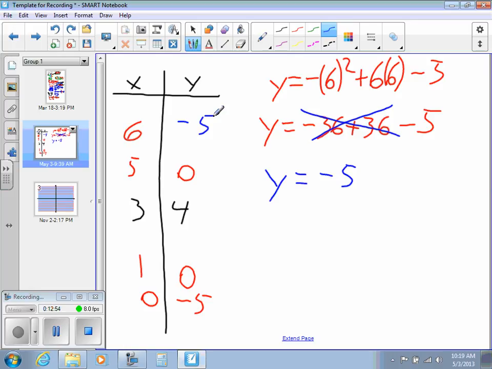Interesting. So in this case, our vertex is not a minimum. It's not at the bottom of the parabola. It's a maximum. It's at the top of the parabola. So this parabola is sort of upside down. Let's see what this looks like now.